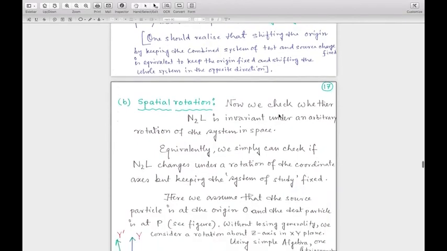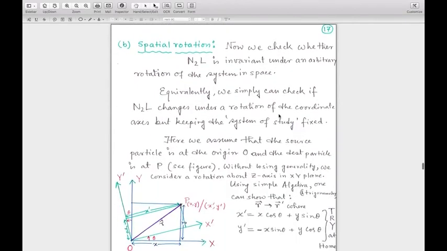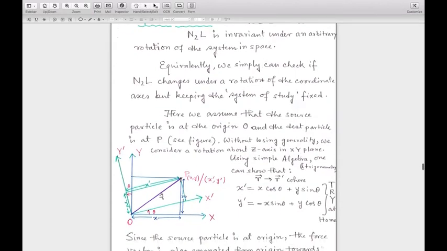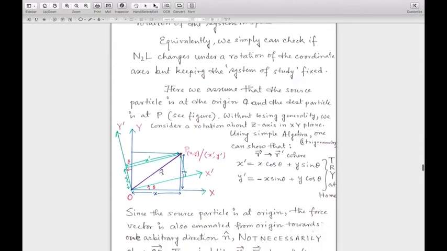Okay. Now the second thing is how they are behaving under spatial rotation. Whether N2L is also invariant under an arbitrary rotation of the system in space? Well, we will check. So let's say in an equivalent way we say that the system is fixed, it's not rotated, but the coordinate system, the coordinate axes, are rotated by a constant angle theta. Okay, and now from the unprimed position the new coordinate system has gained its primed position.